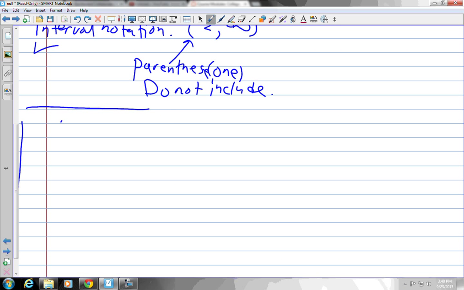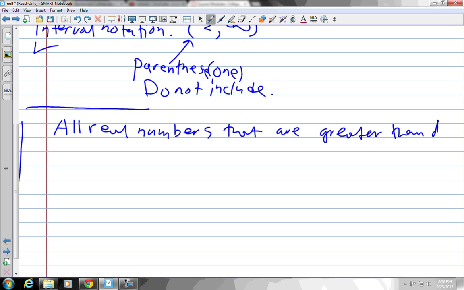I'm going to give you another. All real numbers that are greater than or equal to -1 and less than 2. So here's the English phrase. All real numbers that are greater than or equal to -1 and less than 2.